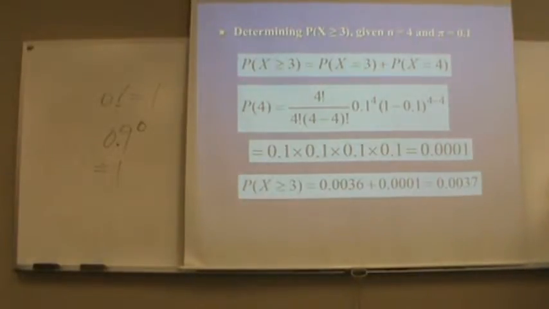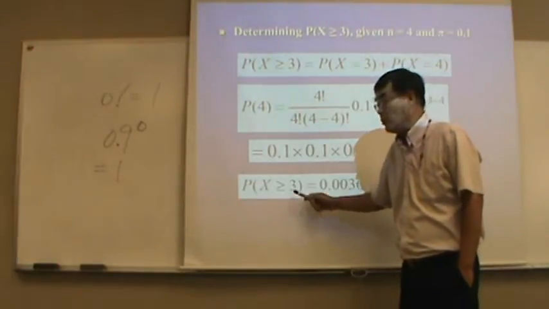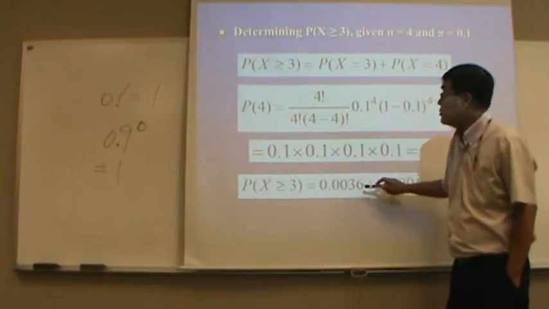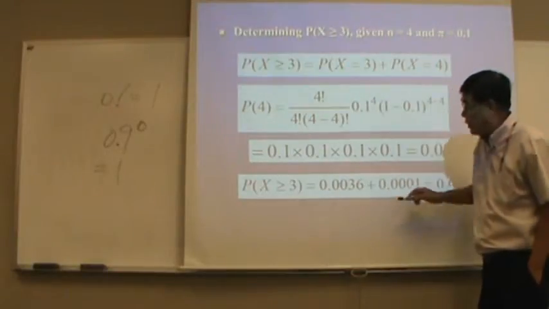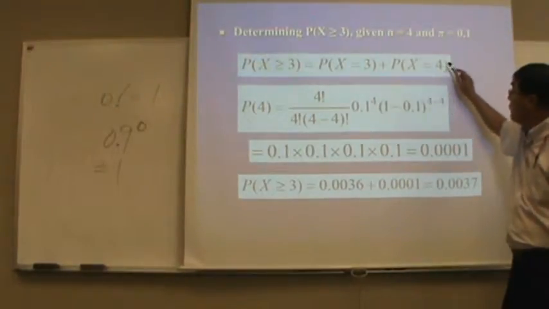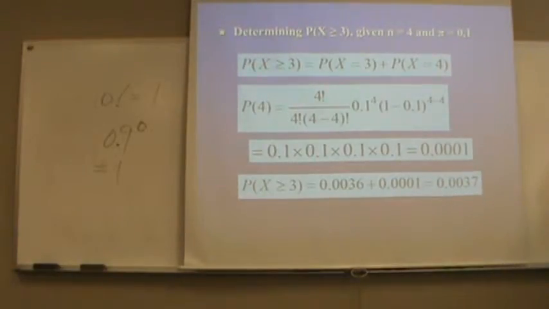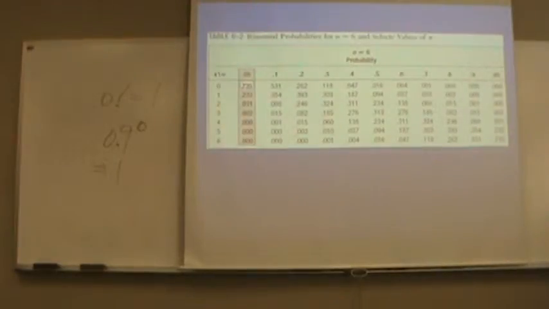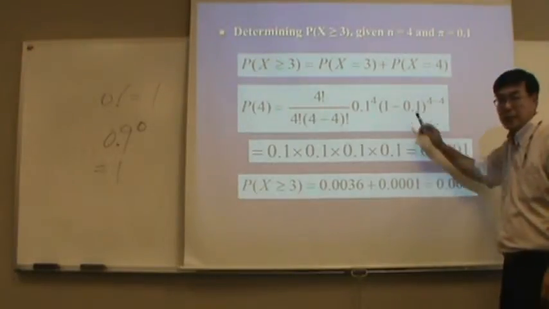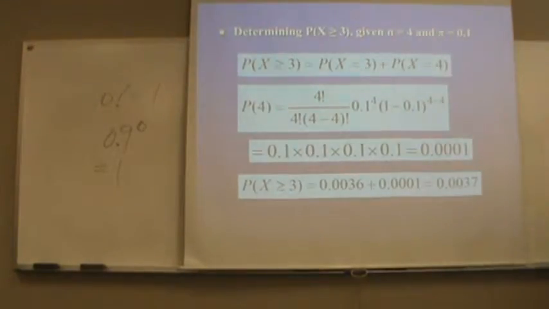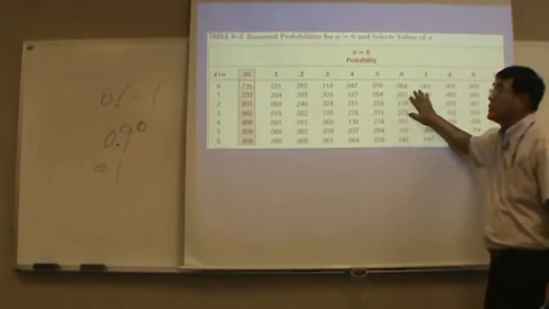So the probability x greater than or equal to 3 equals the probability of x equals 3 plus the probability of x equals 4. This one equals 0.0037. We can use the formula to find the answer like this, or we can use a chart like this.